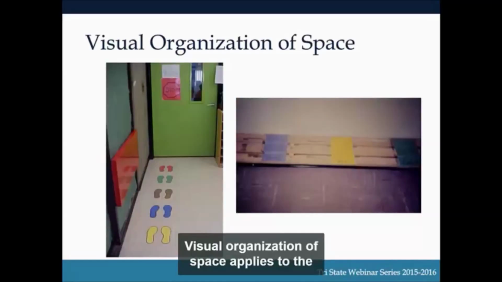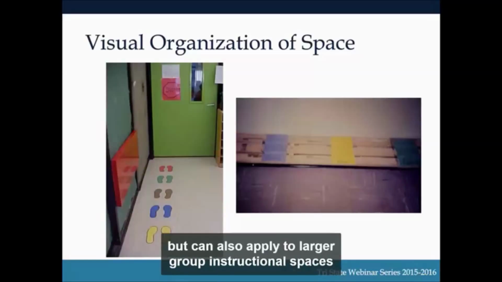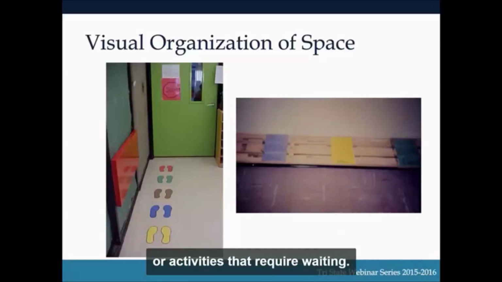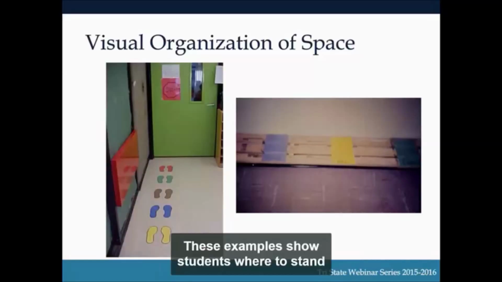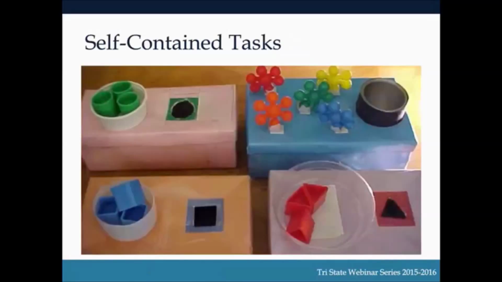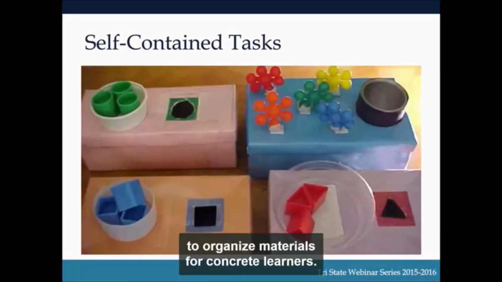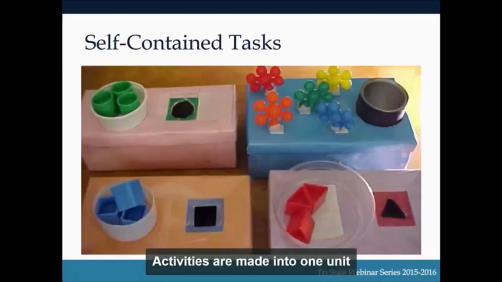Visual organization of space applies to the layout of materials in a task, but can also apply to larger group instructional spaces or activities that require waiting. These examples show students where to stand while lining up and where to sit when waiting on a bench for the bus. Self-contained tasks are the most structured way to organize materials for concrete learners. Activities are made into one unit prior to presenting to the student.